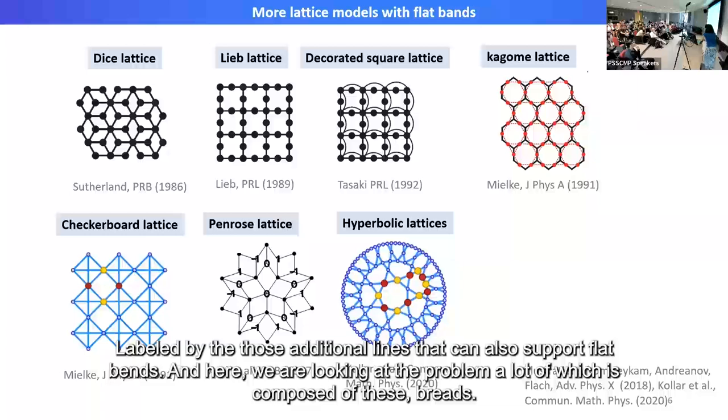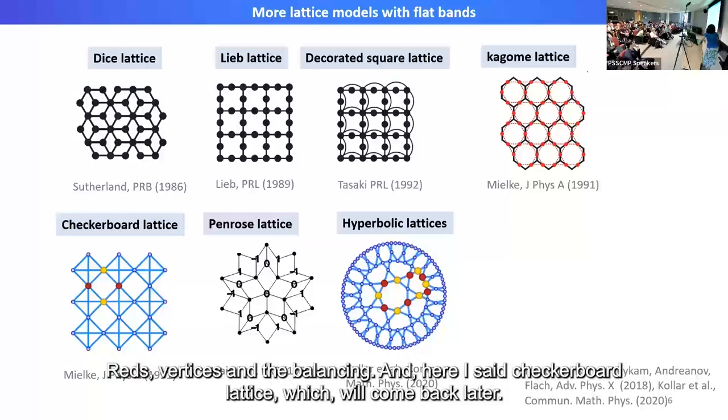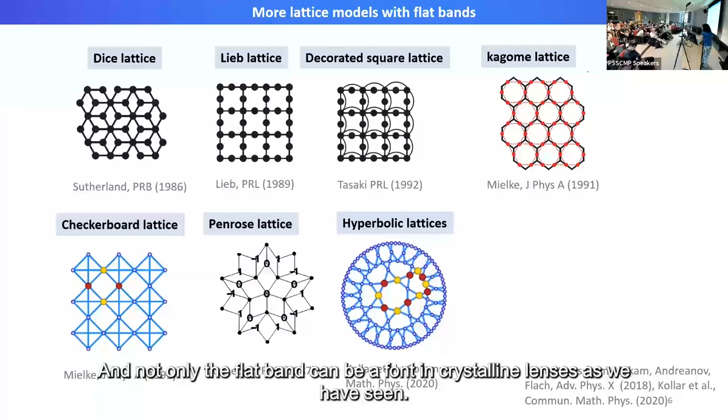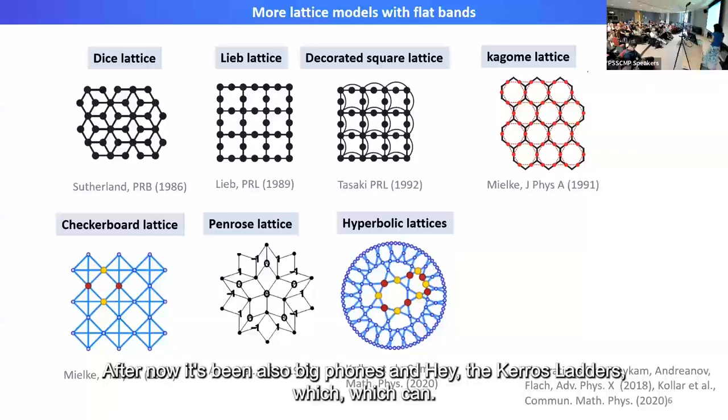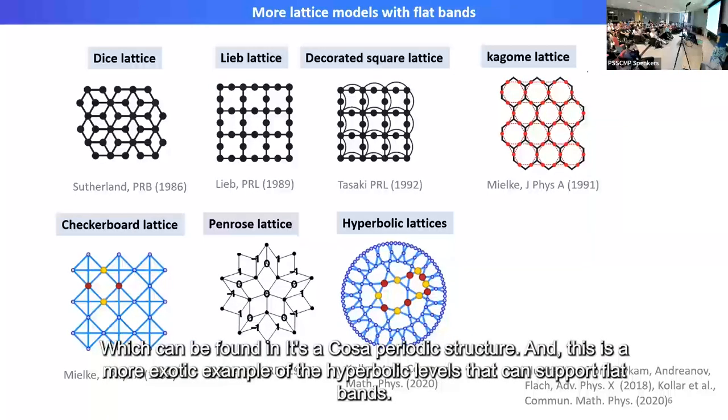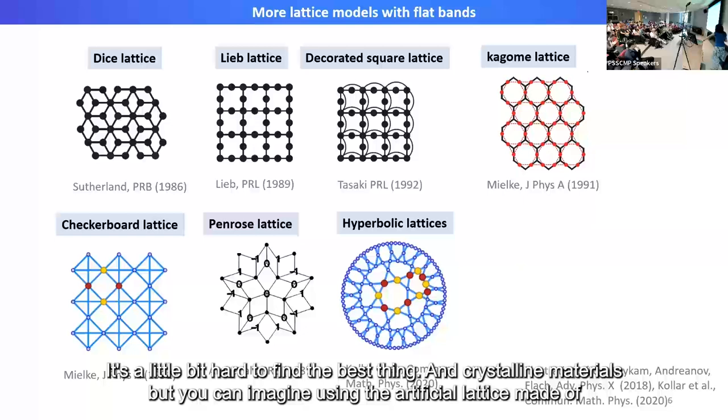And here we are looking at the Kagome lattice, which is composed of these red vertices and the bonds in between. Right. And here is a checkerboard lattice, which we'll come back to later. And not only can the flat band be found in crystalline lattices, as we have seen up to now, it can also be found in the Penrose lattice, which can be found in quasicrystals. It's a quasi-periodic structure.